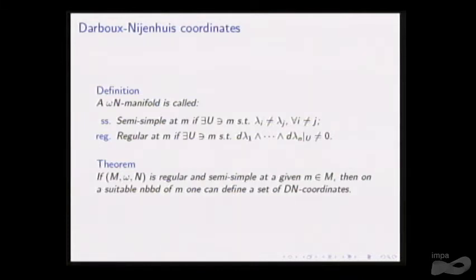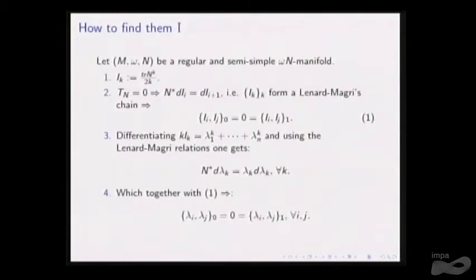Now, under this condition, there is a theorem that was proven by Magri and Gelfand and Zakharevich, as far as I know, that tells you that if you have an omega-N manifold that is regular semi-simple, then you can find Darboux-Nijenhuis coordinates. So how does this work? Very quickly. First of all, you define I_k equal to the trace of the power of N, N^k, divided by k. And then the torsion equal to 0 implies that the I_k satisfy the Magri-Lenard relation.